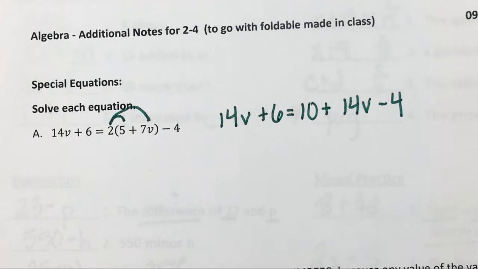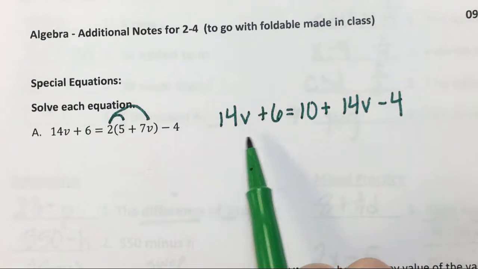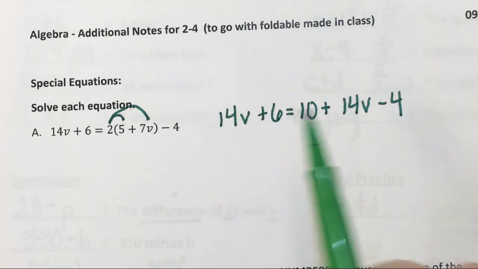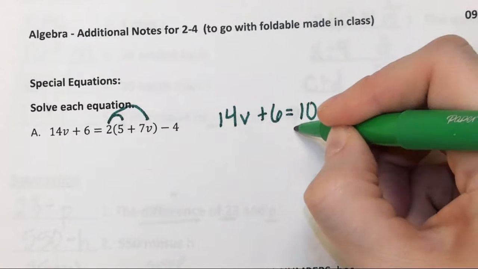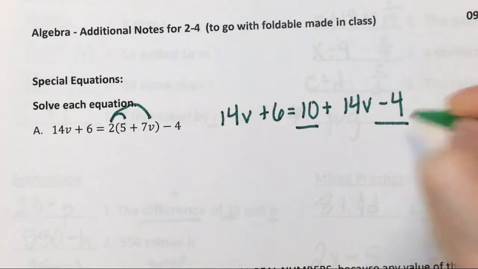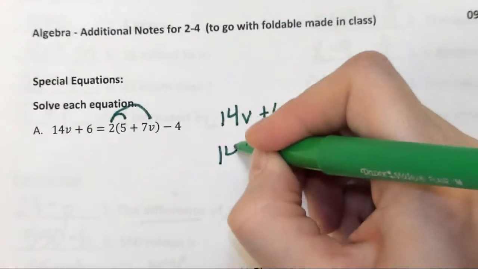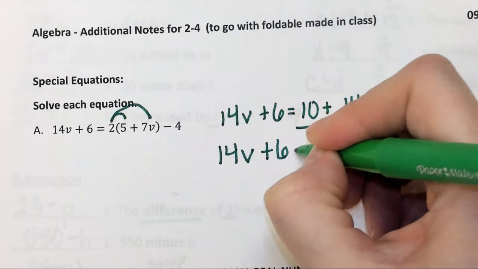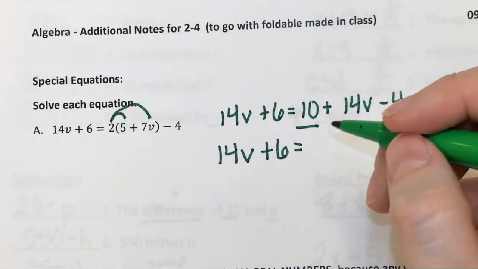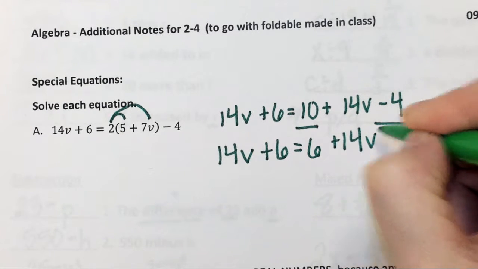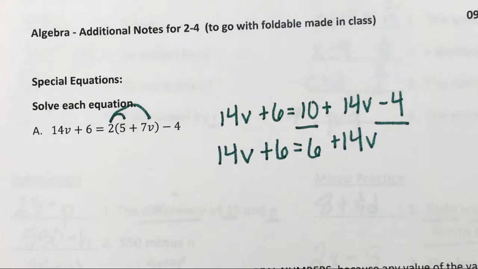So then the second step in my foldable is combine like terms. Well, I look on the left side, 14b and 6, I don't have any like terms over here. But I look on the right side, I do have like terms. 10 minus 4. Notice how I'm using the sign in front of this. So I have 14b plus 6 is equal to 6 plus 14b. So hopefully you notice right now we have the same thing on both sides.